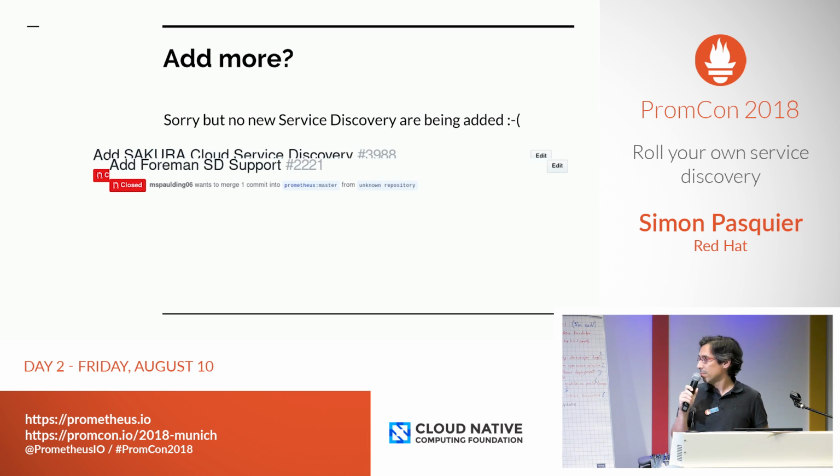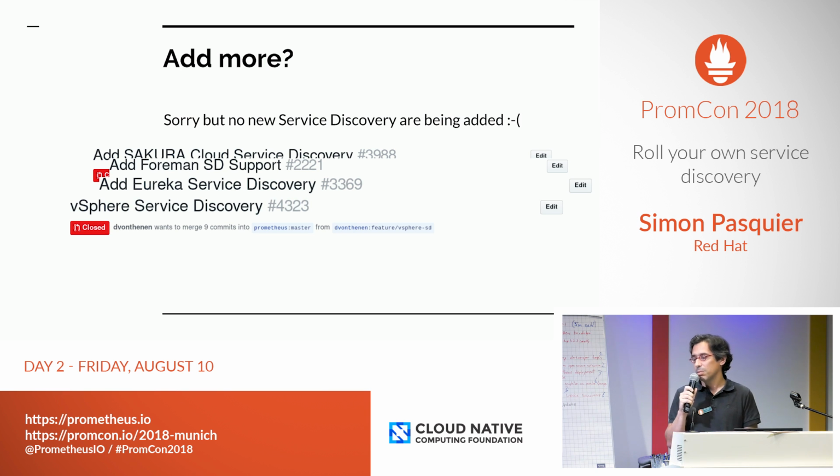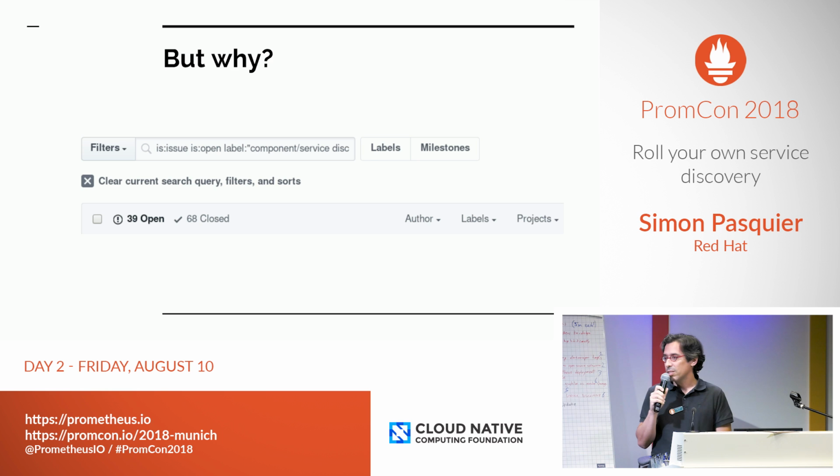I just copied some pull request that we had to close, which is really sad because people have spent some time on it, and we unfortunately have to say to them, no, it's not going to happen. Because this is the current status of the repo. I filtered on the service discovery issues. We have 39 open, which for a team like us is a lot. And it's only for the service discovery systems that we currently support. It doesn't include new service discoveries.